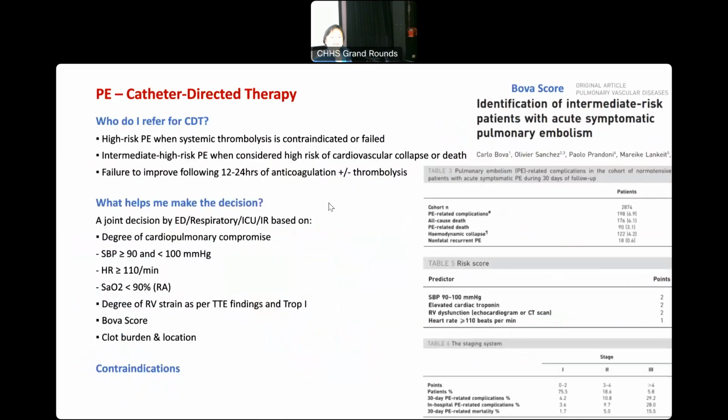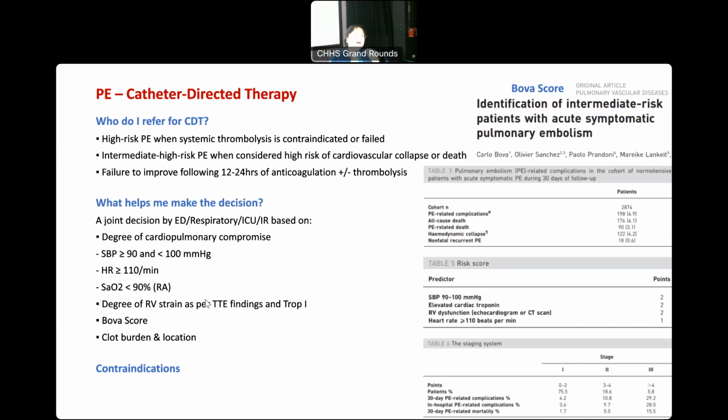So we have limited evidence. Everyone's doing it a different way. Well, how would you do it? Who do I refer for catheter-directed therapy? Right now, the high-risk patient when systemic thrombolysis is contraindicated or has failed. The intermediate high-risk patient, if you consider them at high risk of cardiovascular collapse or death. Or if you are able to wait, giving standard treatment for 12 to 24 hours, then you decide whether that patient has improved coming out of your intermediate high risk PE standard.